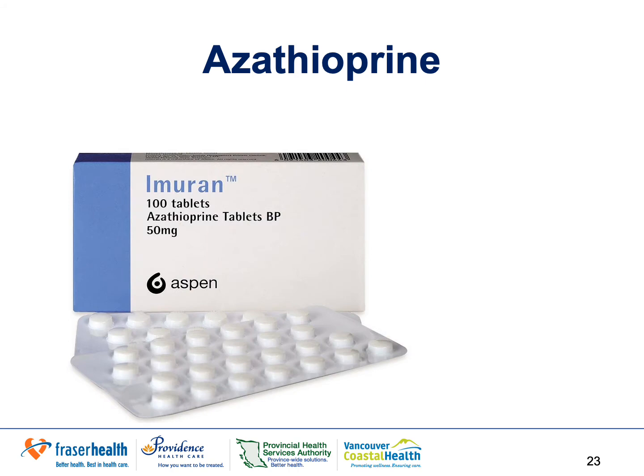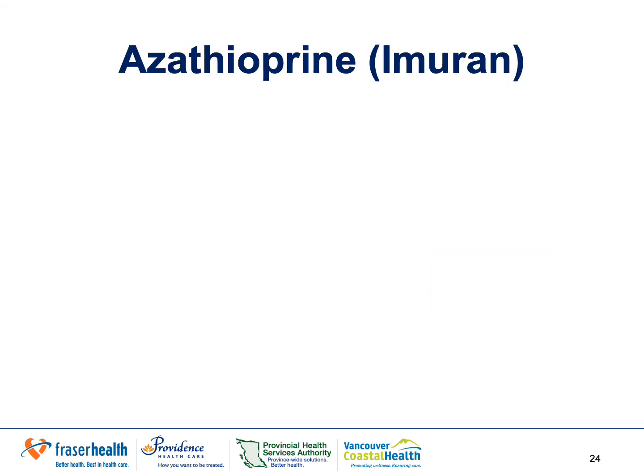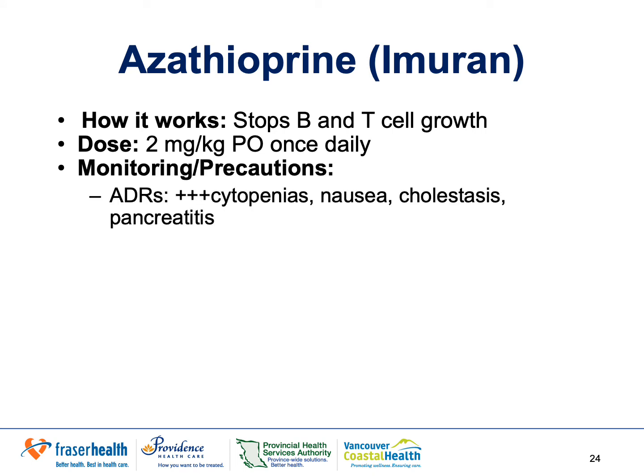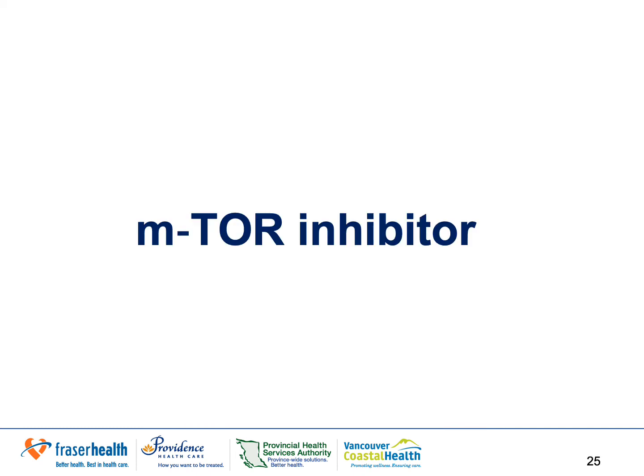Azathioprine or Imuran comes in tablet formulation and IV. How it works is by stopping B and T cell growth. And the dose is usually 2 milligram per kilogram PO once daily. In terms of monitoring, I would monitor for cytopenias. It is very common, so anemia, leukopenia, thrombocytopenia, and nausea, cholestasis, and pancreatitis can also occur.